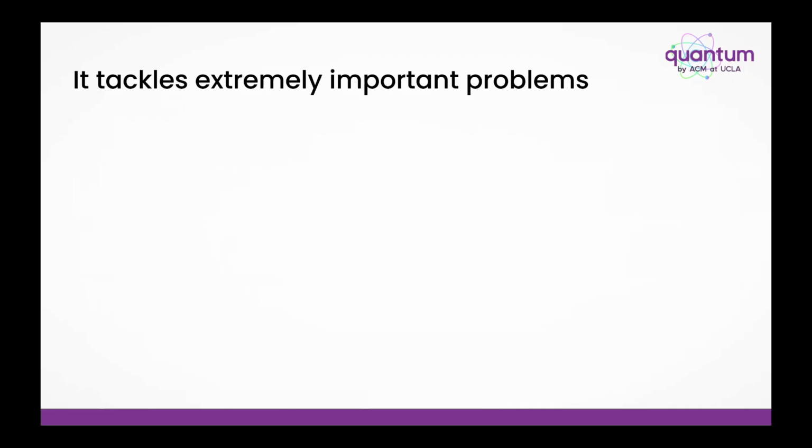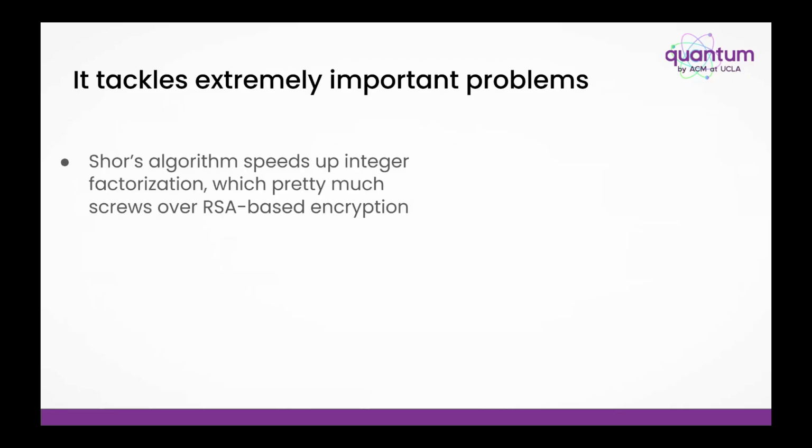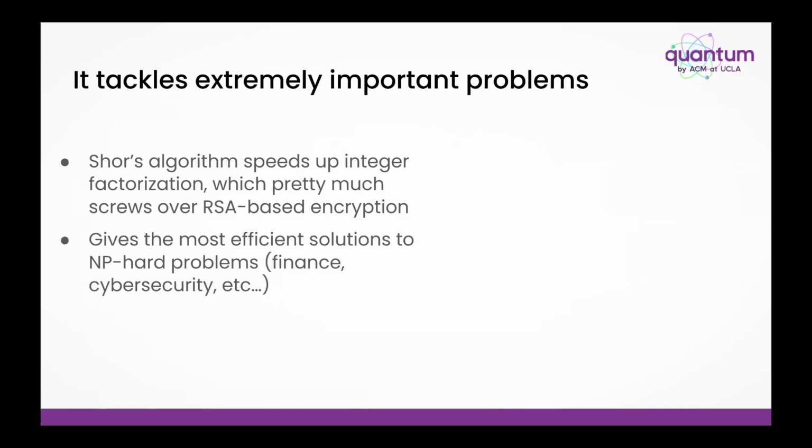Secondly, quantum computing tackles some very, very important problems. Obviously, like I mentioned before, Shor's algorithm speeds up integer factorization, which pretty much screws over all RSA-based encryption. Secondly, currently the most efficient solutions for NP-hard problems, to those of you that have taken CS 180 or 181, they're a very important category of problems with numerous applications in a bunch of fields, everything from finance, cybersecurity, et cetera. Quantum computing is probably the best way to address these problems right now.